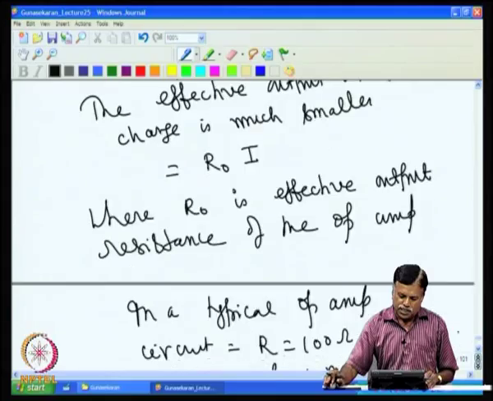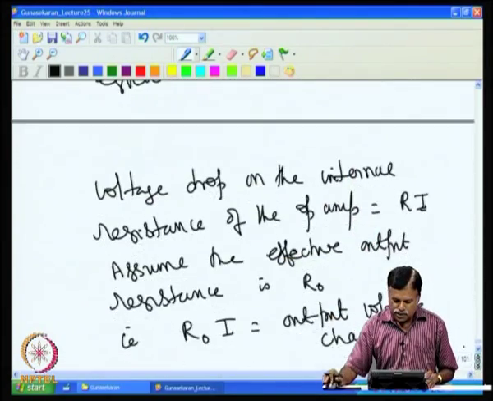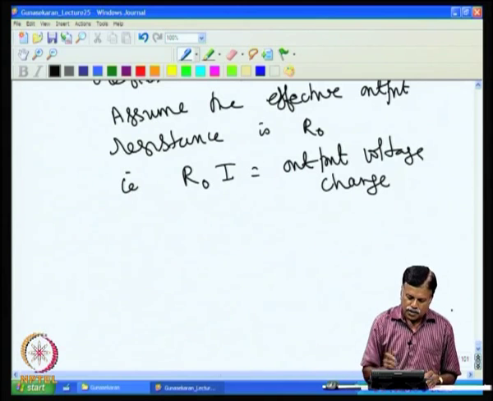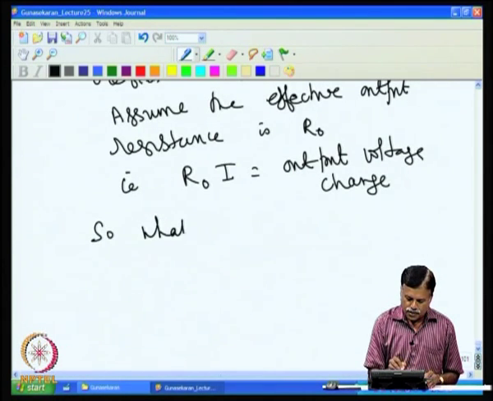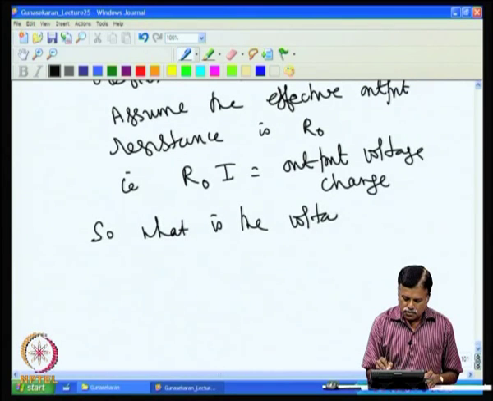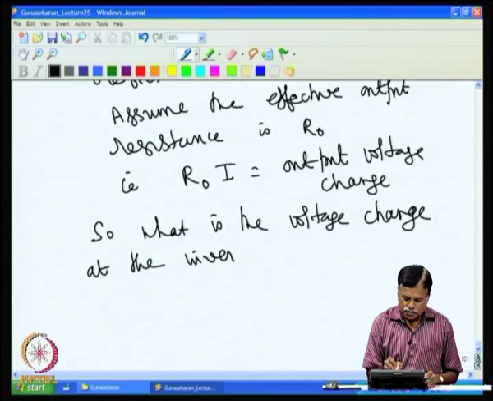If the output voltage changes, then what is the voltage change at the inverting terminal of the op amp?